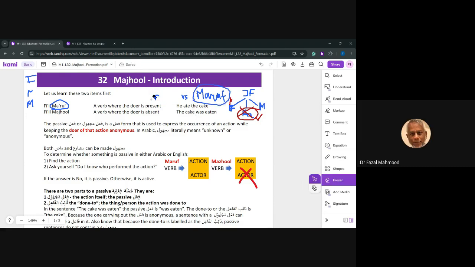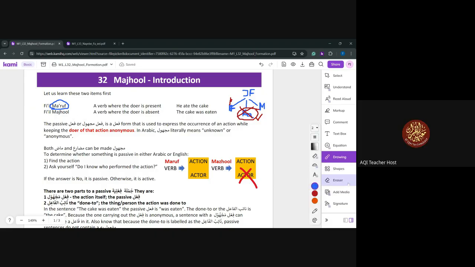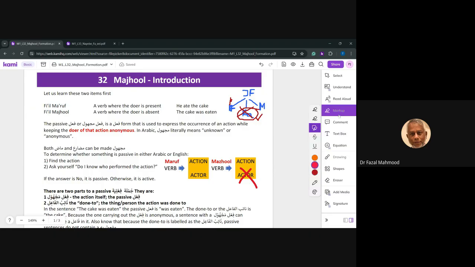Majhul means unknown, and ma'ruf means known. Known actor, known doer. Unknown actor means unknown doer. That's majhul. Ma'ruf is known. Arafa is an Arabic word; it means he knows. From that, it's a derived form, ma'ruf and majhul.